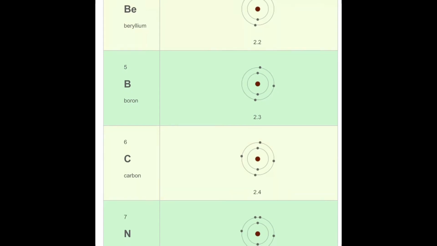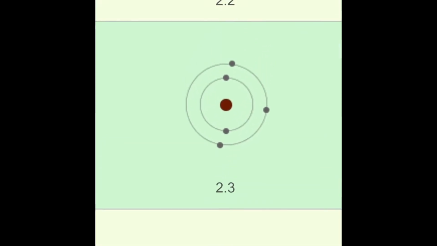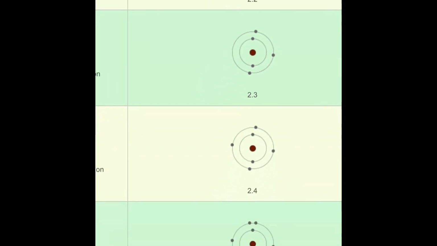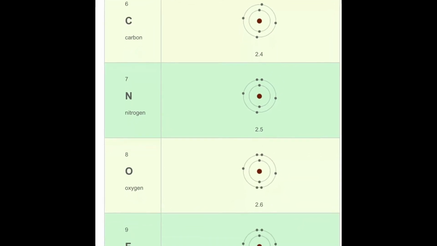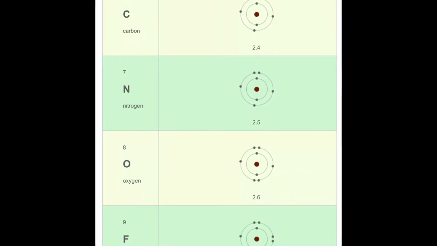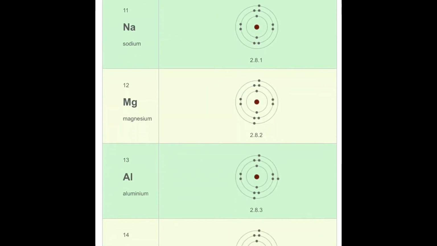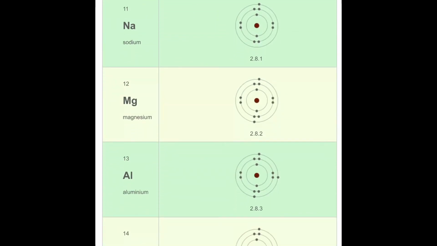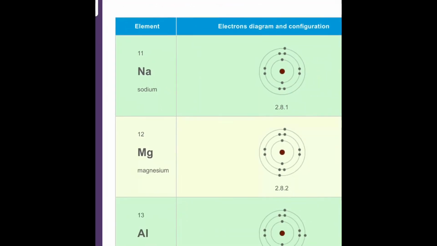Boron, the second one here, this green one, has 5 electrons in total, and so you can see it has to fit 2 on the first shell on the inside, and then the remaining 3 go on the outside as well. And you can see some more examples of that here. And if I scroll down a little bit more, what you can see, if I go past here, is that when you get to sodium, this has 11 electrons. So let's look at sodium in more detail.